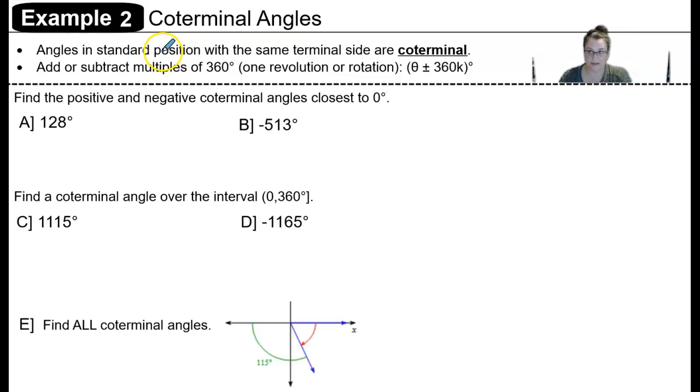The vertex is centered at the origin, which is the center of the circle. And angles in standard position are coterminal when their terminal side is the same, but their measures are different.